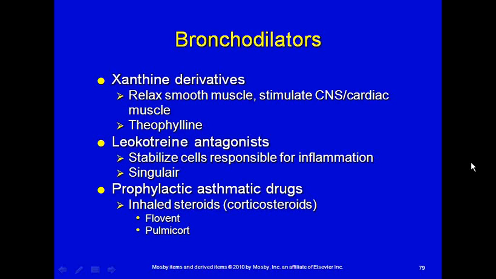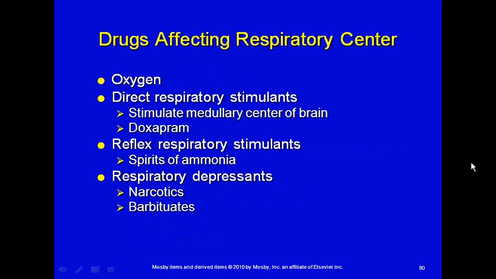Prophylactic asthmatic drugs include corticosteroids, medications that a person would take knowing that they do have asthma to prevent the swelling of the bronchioles and the inflammation of the bronchioles. They don't work very quickly, so they have to be taken ahead of time, again, to prevent the bronchioles from constricting, and they include things like Flovent and Pulmicort. Drugs that affect the respiratory center in the brain include oxygen.